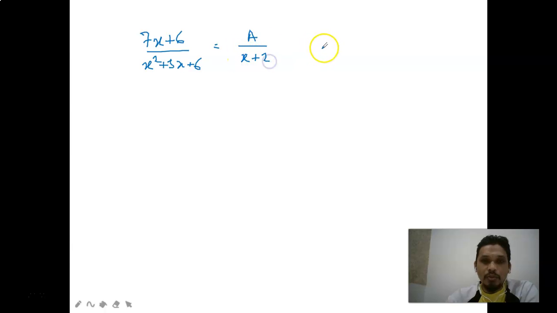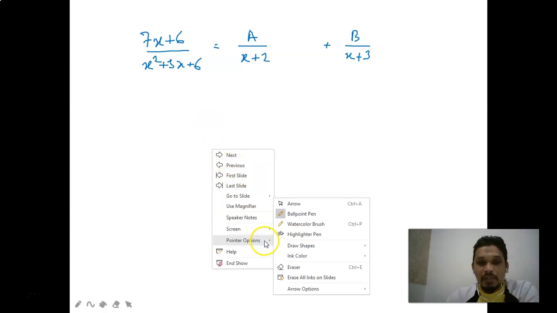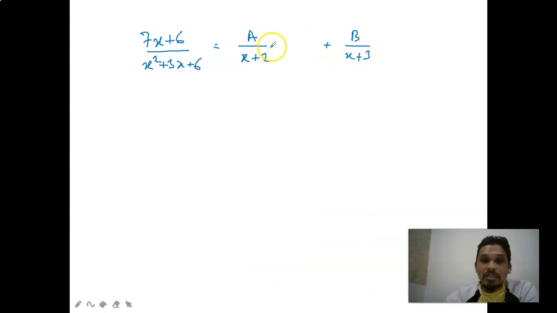So then, okay, 7x plus 6 divided by x squared plus 5x plus 6 equal to a divided by x plus 2 and b over x plus 3. Okay, so I'm going to use a different ink color here. So now let's compare the denominator of this, which is 7x plus 6 divided by x plus 2 and x plus 3. Okay, x plus 2 will multiply with x plus 3 here and also x plus 3.